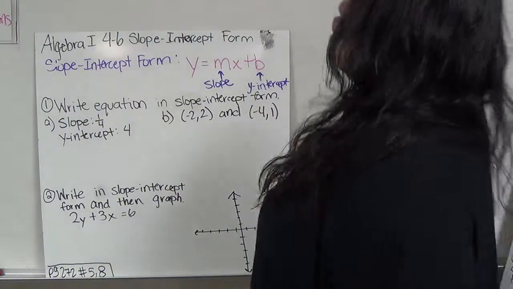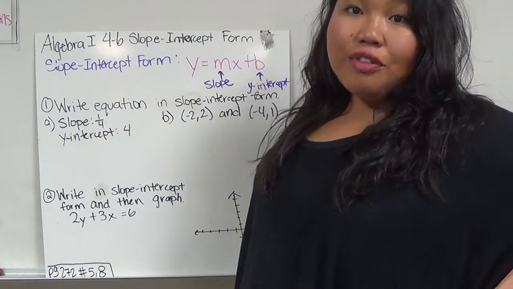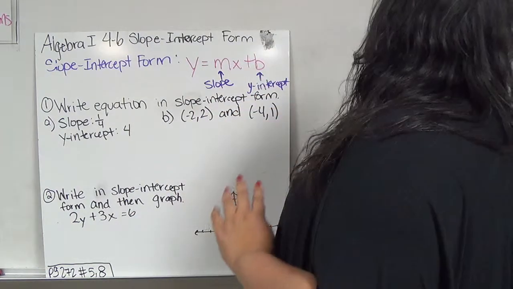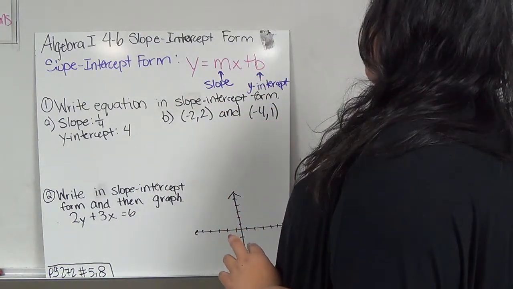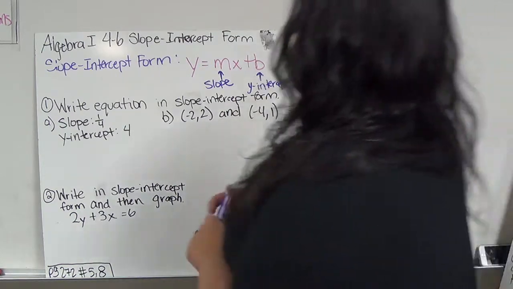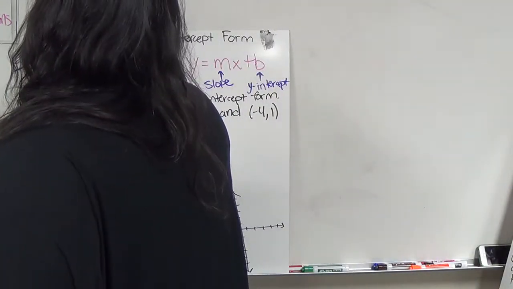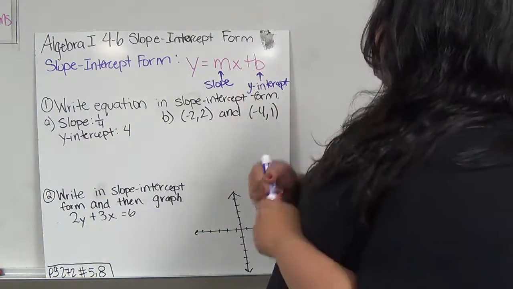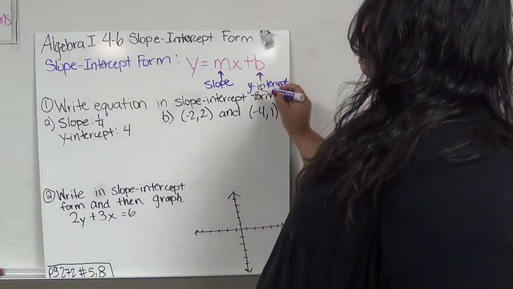Algebra 1, Section 4-6, we're dealing with slope-intercept form. In slope-intercept form, hopefully you've seen it before, it's y equals mx plus b, m being the slope and b being the y-intercept.